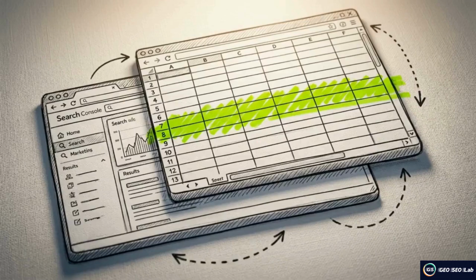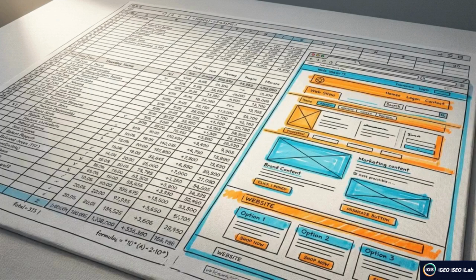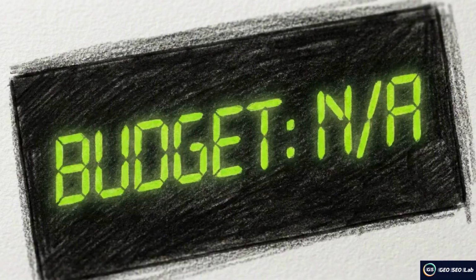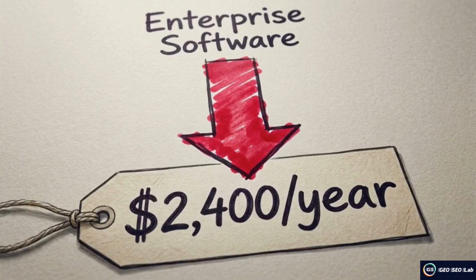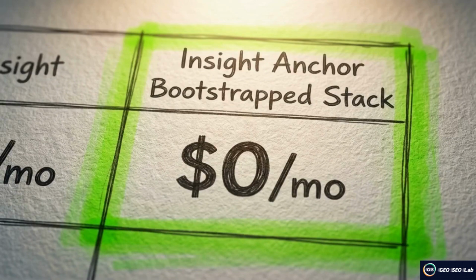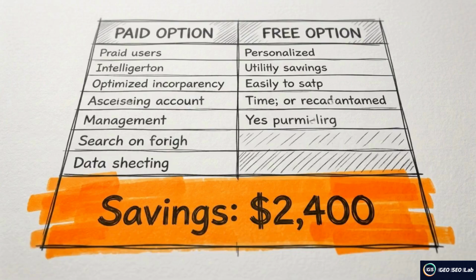This matrix shows the contrast. On the left, the industry-standard paid stack, tools like Ahrefs, Sitebulb, and premium AI writers that easily run past $200 a month. On the right, a curated bootstrapped stack that costs absolutely nothing. Looking at that bottom row, a $0 financial input keeps $2,400 in your pocket over the course of a single year, rather than draining your early capital.